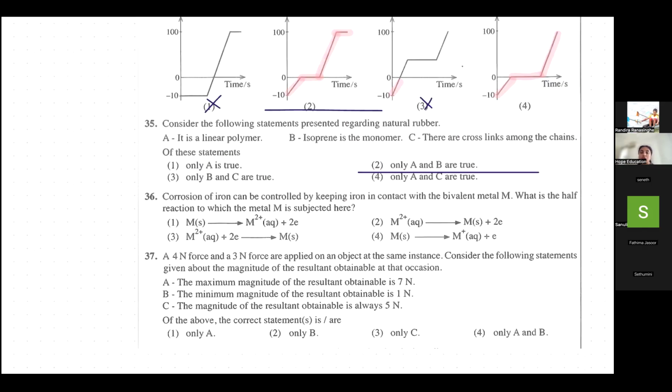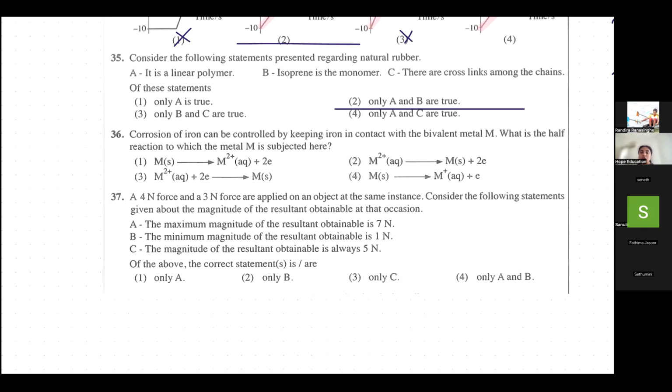Corrosion of iron can be controlled by keeping iron in contact with the bivalent metal M. Iron corroding means iron gets oxidized, right? So corrosion of iron is controlled by keeping iron in contact with another bivalent metal. Iron not corroding means the other metal gets oxidized. So that should be this, because the other metal is M and it gets oxidized and becomes M2 plus and 2 electrons.